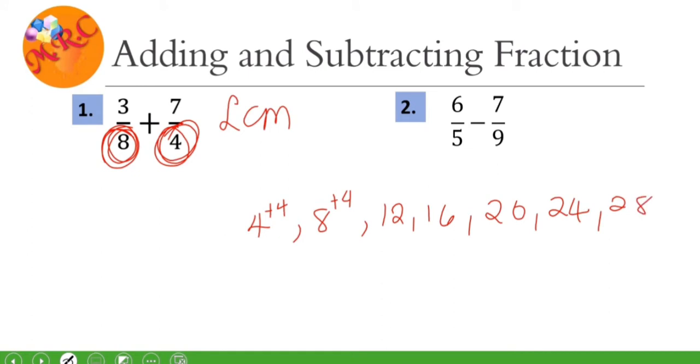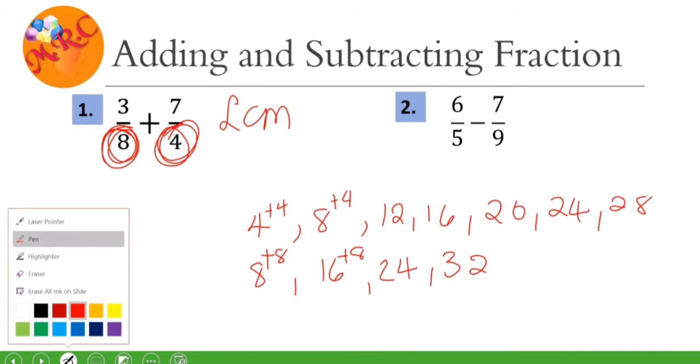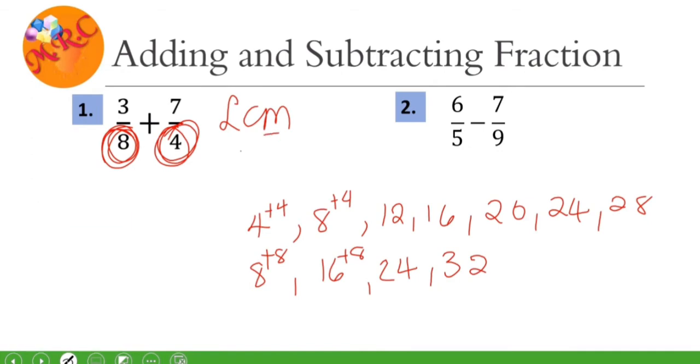All right, so let's go to 8. What about 8? What are the multiples of 8? So 8 plus 8 gives me 16, plus 8 gives me 24, and then plus another 8 will give me 32. All right, so I keep adding 8 each time, so that's how I find my multiples. So that's the first thing that we do, is to find the multiples.